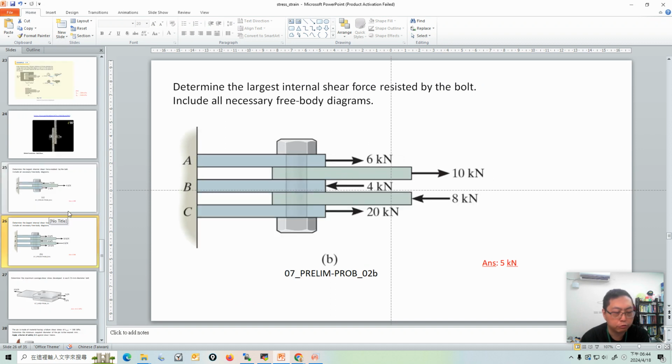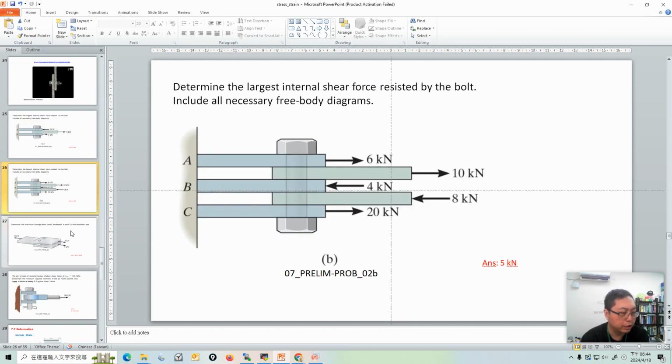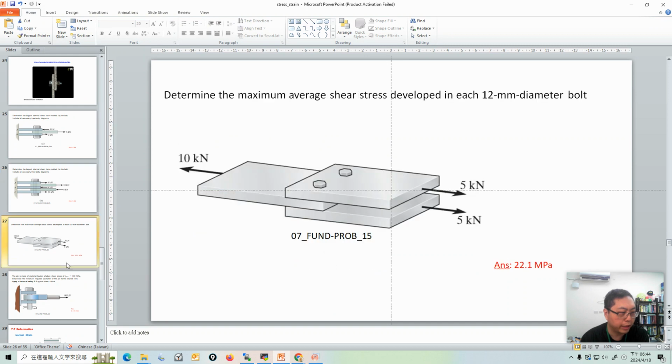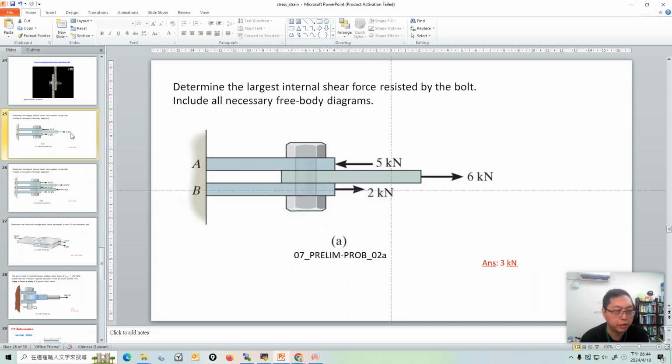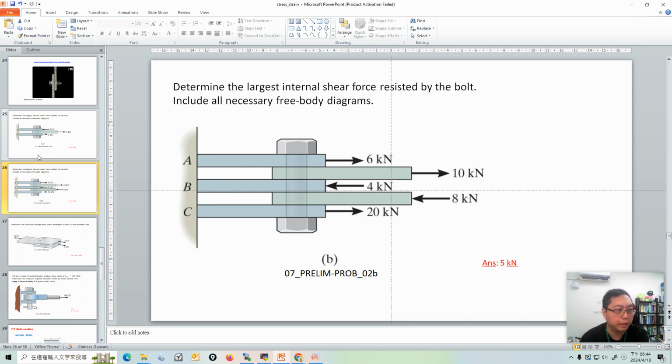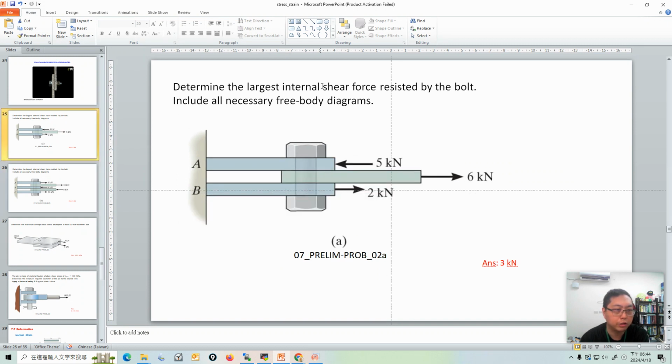I'll start by explaining these two examples, and in the next video I'll explain the other two examples. This video will just explain these two simple examples. The goal is the same: determine the largest internal shear force resisted by the bolts, and include all necessary free body diagrams.